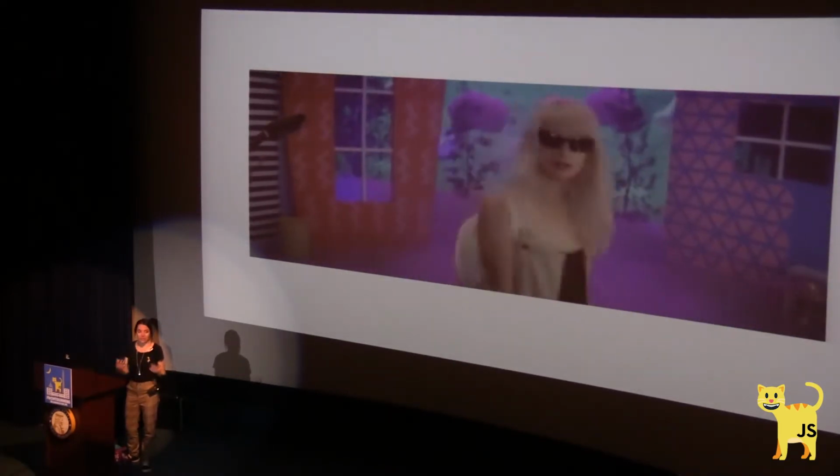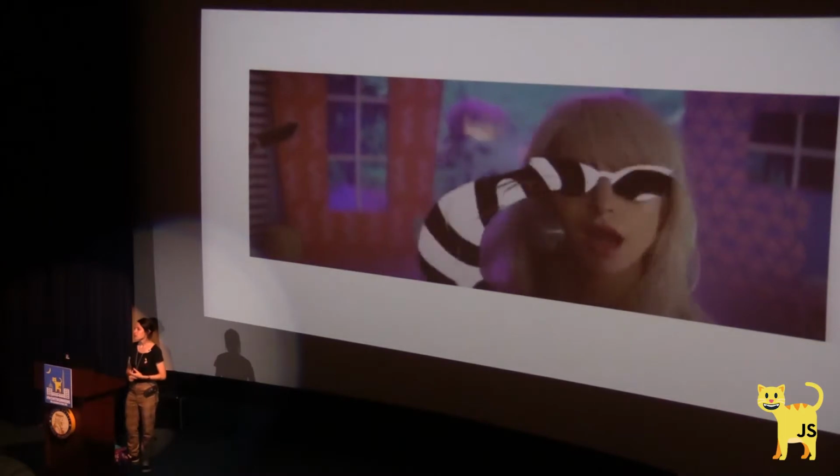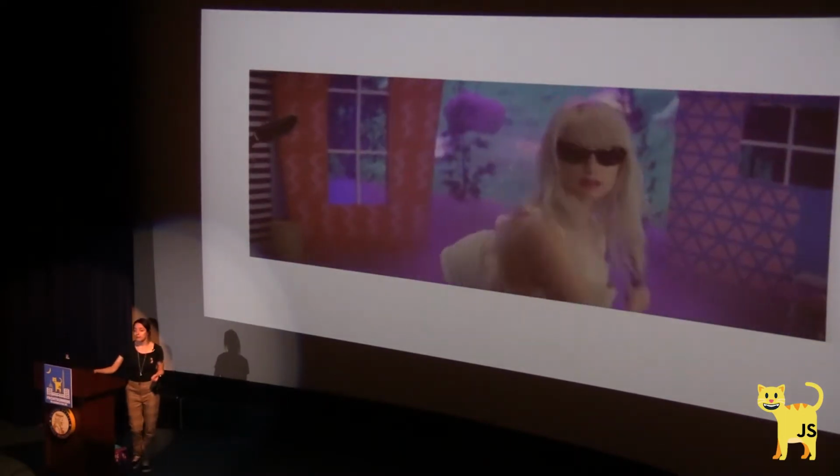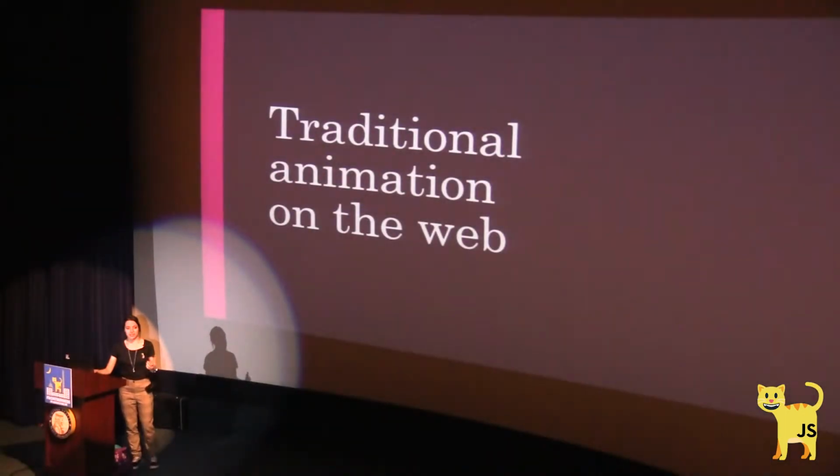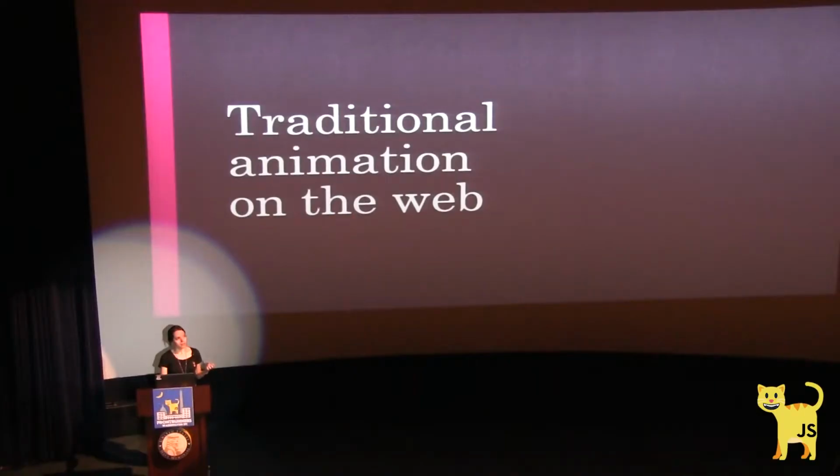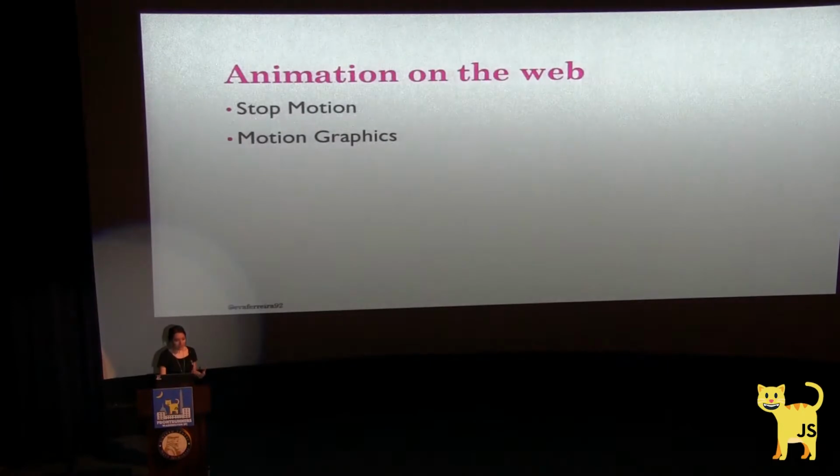It made me think again about traditional animation and its relationship with the web. If we take a look at what is going on right now with animation, we know that we have taken some things from these traditional animations that come from motion pictures. I think the two most important to mention are stop motion and motion graphics. We have these two on the web right now, and they were taken from traditional animations.